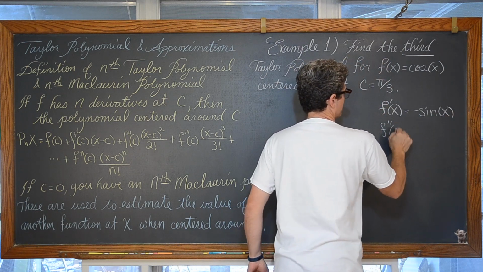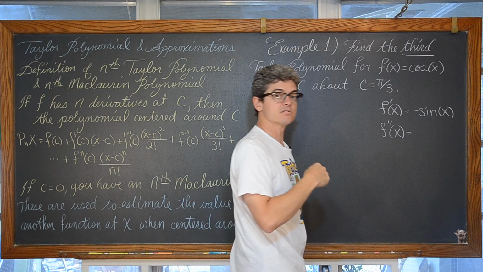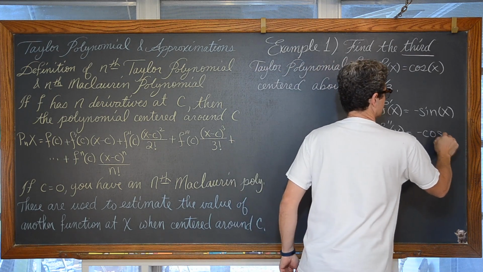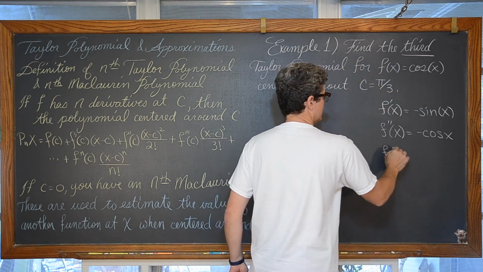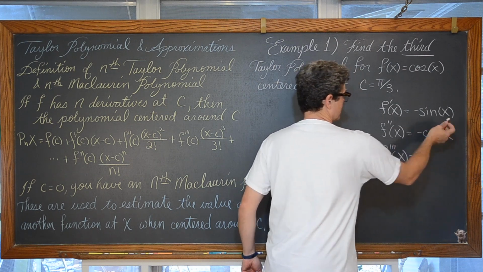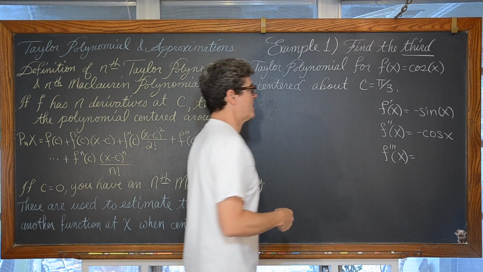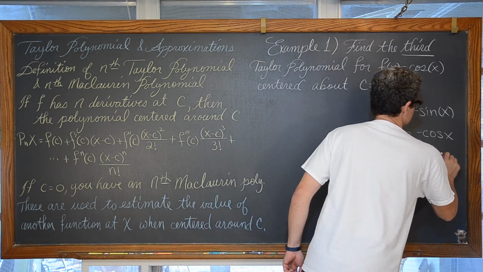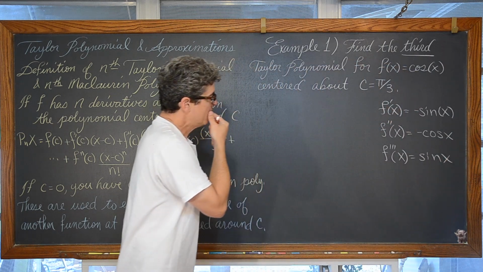F double prime of x, the derivative of sine is cosine, so we have negative cosine of x, and the third derivative of f of x. Again, the derivative of cosine is negative sine, so we're back to positive sine of x.